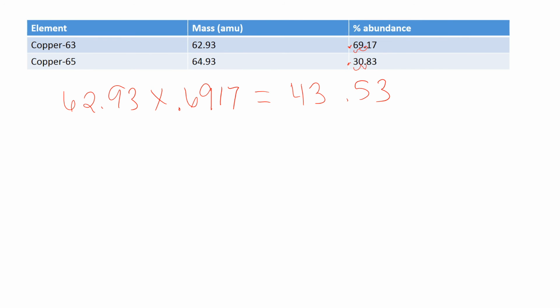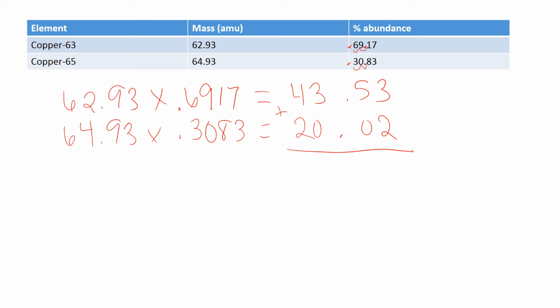When you multiply those together, you get 43.53. And next I'm going to take copper 65's mass, 64.93, and multiply it by my decimal, which is 0.3083. When I multiply those together, I get 20.02. Last step is to add those together. You will get 63.55 when you add those together.